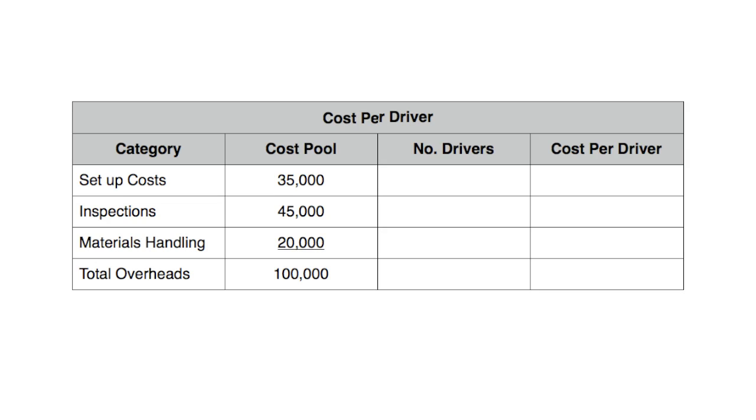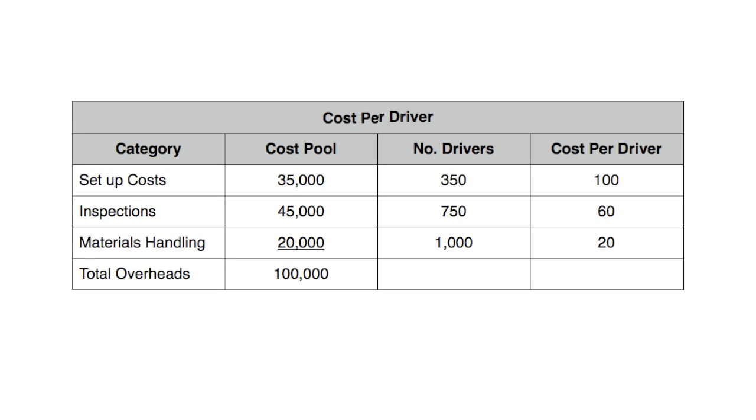We're told that we have a total number of setups of 350. The total number of inspections will be 750, so that gives us a cost per driver of 60. And total materials handling is 1,000, giving us a cost per driver of 20. So 350 setups will give us a cost per driver of 100.